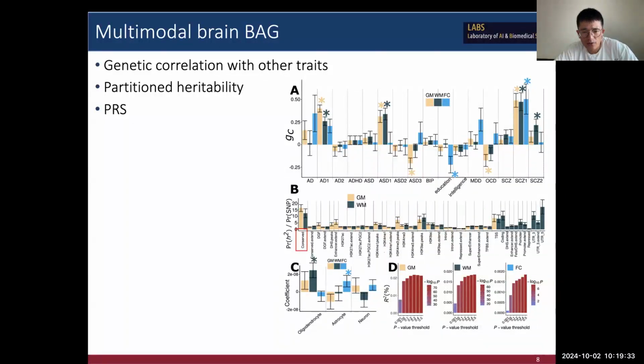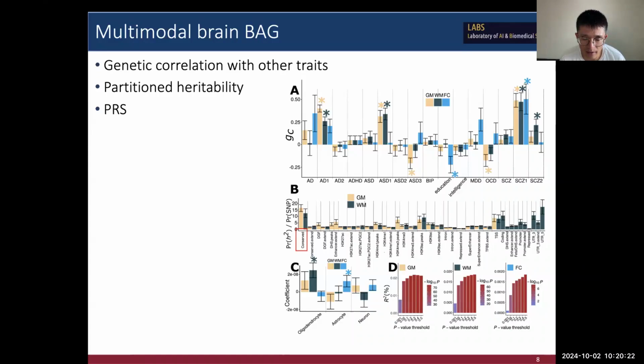And we also looked at the partitioned heritability patterns at three different specific cell types. The first one is oligodendrocyte, the second one is astrocyte, and the last one is neuron. And as we can see here, let me move this here. As we can see here, the white matter BAG was enriched in the glia cells like oligodendrocytes, and the functional BAG was enriched in astrocytes.